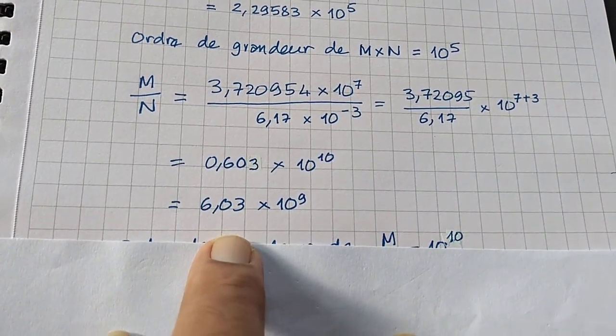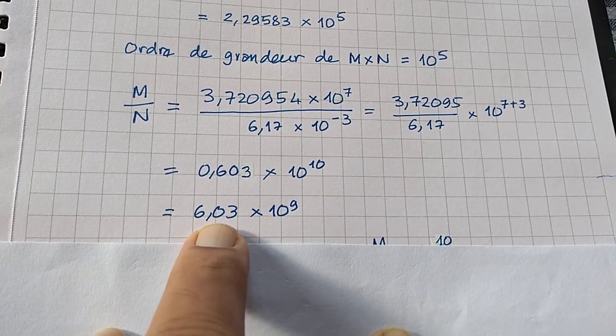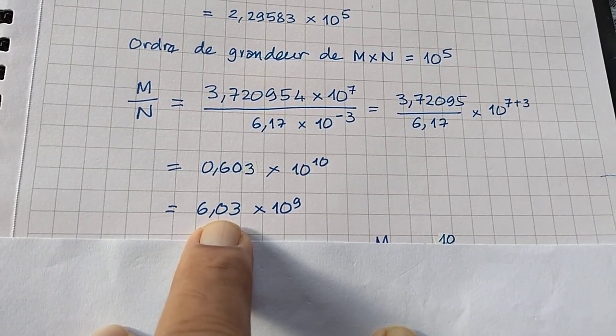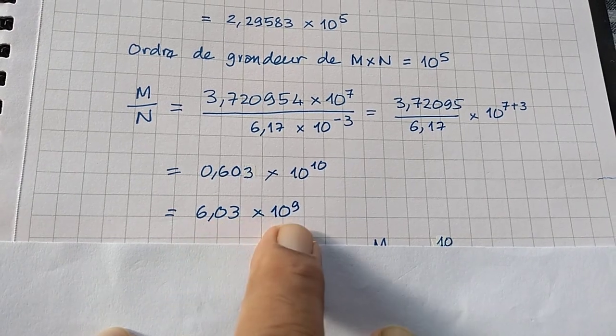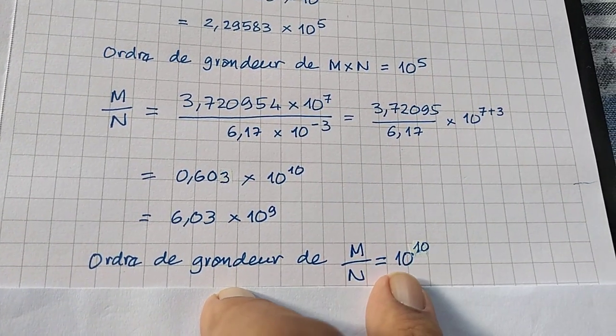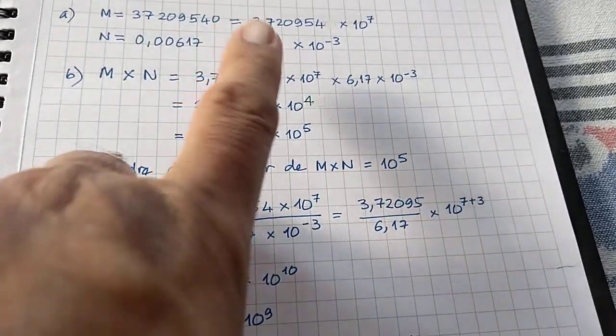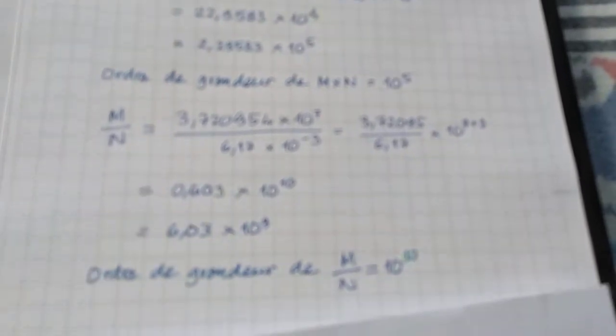Then you can see, if you bracket it, that 6 is closer to 10 than it is to 1. So this will become 10 into 10 to the power 9. And the ordre de grandeur de m sur n est égal à 10 à la puissance 10. I hope you have understood this. Replay it if you like.